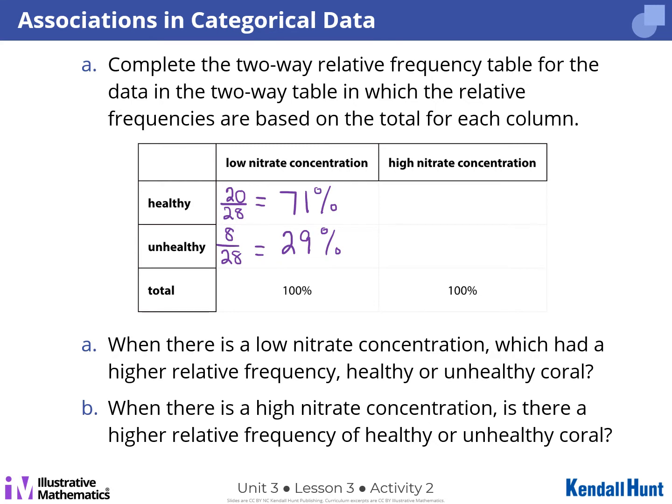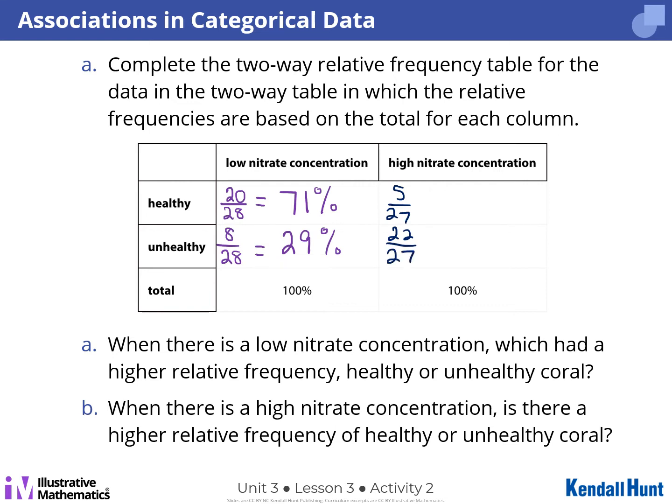Now I'm going to look at my high nitrate concentration. My numbers here were 5 and 22 for a total of 27. So my denominator is 27.